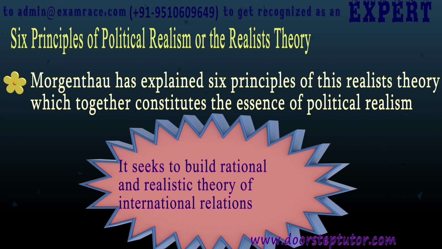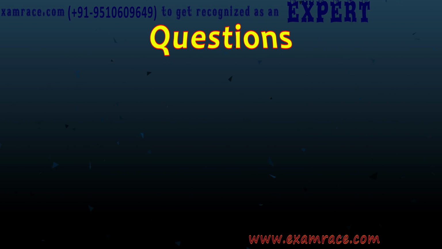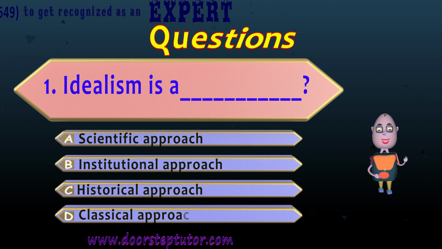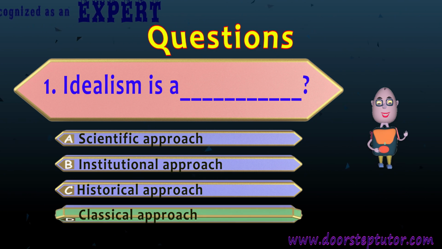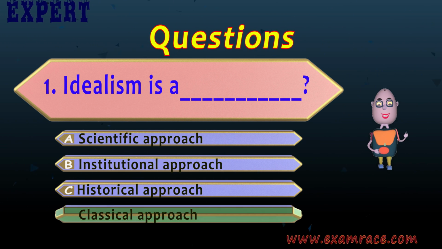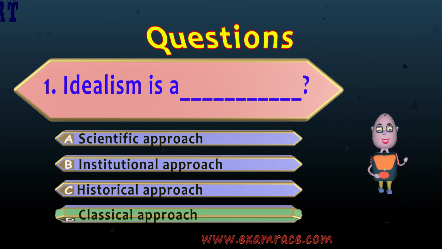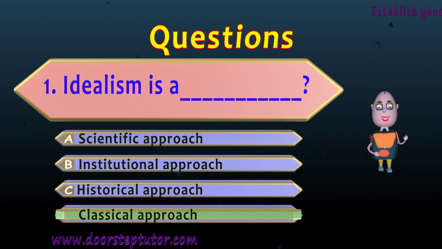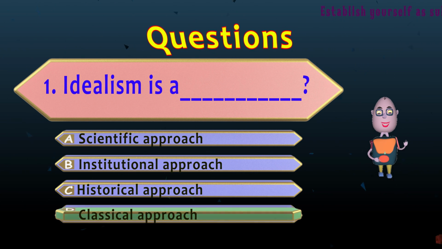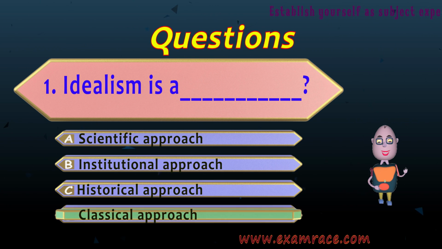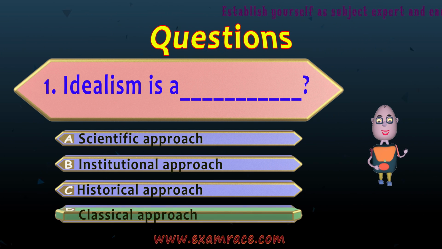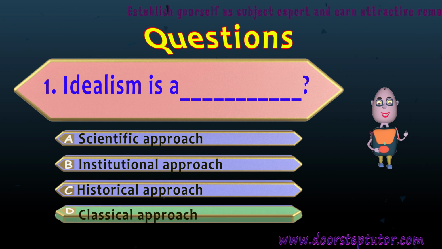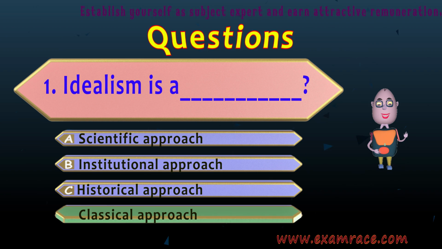Let us now take up the multiple choice question part. So the first question for today is, idealism is a... classical approach. Before the emergence of modern scientific approaches, the classical and traditional approaches have been dominating, or you can say were used by scholars. And the two most popular models of traditional approaches were historical and legal institutional. Later developed idealism and realism, which offered a particular view of international politics.